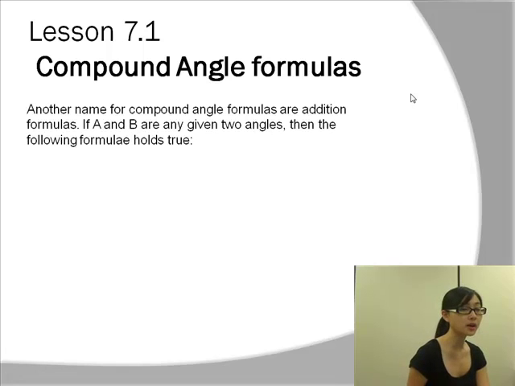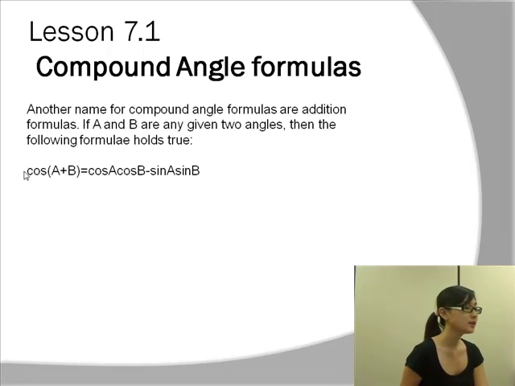Compound angle formulas are also known as addition formulas because they contain two given angles, let's say A and B. And the following formula holds true. Cos of A plus B does not equal cos of whatever value A plus B is, but instead there's an equation. Cos of A plus B equals cos A times cos B minus sin A times sin B.